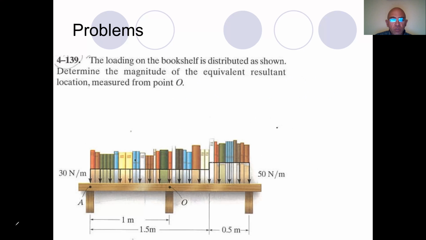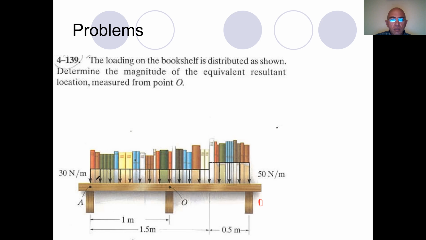So we have a bookshelf. In fact, it's fixed to the wall at point A and O, and at another point, let's say that this point is D. Okay, so the distance between A and O is given as 1 meter. And in fact, the distance between A and D is given as 2 meters.